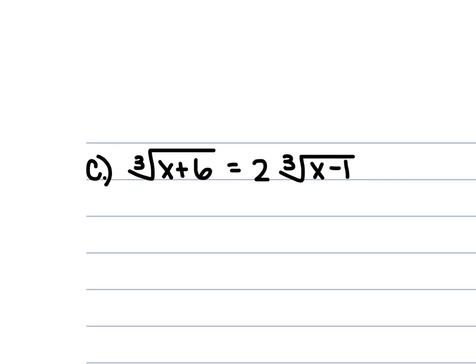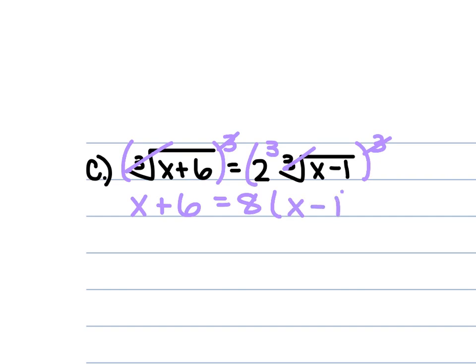For our next example, we have the cube root of x plus 6 is equal to 2 cube root x minus 1. So because our index here is a 3, we're going to raise each side to the power of 3. So this cube root and the power of 3 on the left are going to cancel out to leave us with x plus 6. We're going to cube the 2 and get rid of the cube root and the power on the right side. So it's going to be 8 times x minus 1. We're going to distribute the 8 to give us x plus 6 is equal to 8x minus 8.